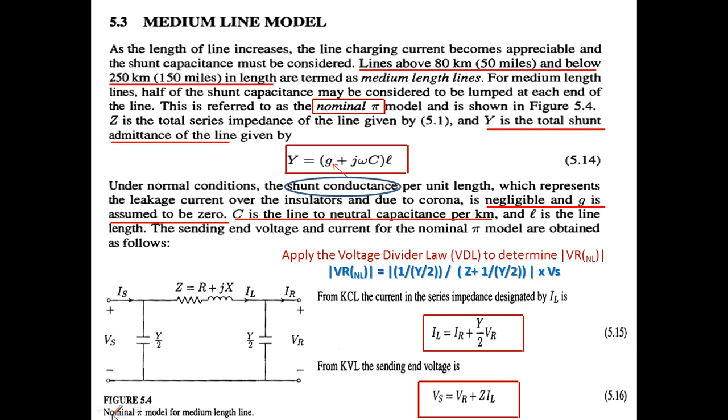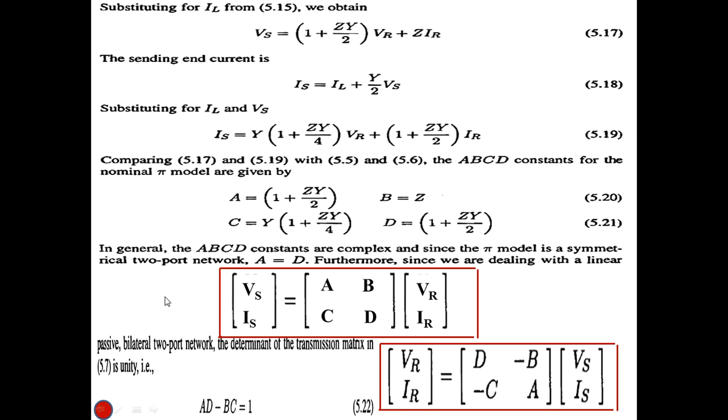So based on this nominal pi model, let's write the equation for IL and Vs and Is. So IL is equal to IR plus Y divided by 2 times VR, while Vs is equal to VR plus the voltage drop in the transmission line, Z times IL. Let's see the expression of Vs now. It is (1 plus ZY divided by 2) VR plus Z IR, while Is equals IL plus Y divided by 2 Vs.